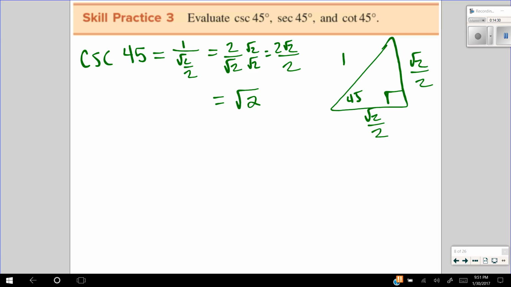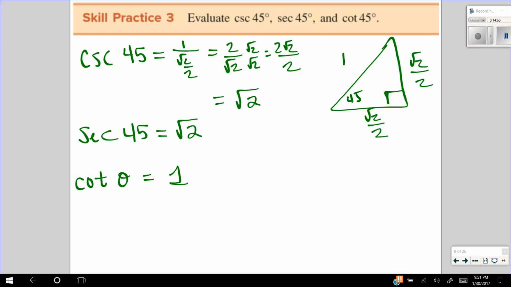Which is nice to know because obviously if cosine and sine are the same, then secant and cosecant are the same. And then again, cotangent will just be, instead of opposite over adjacent, adjacent over opposite, but they're the same. So it'll just be 1.